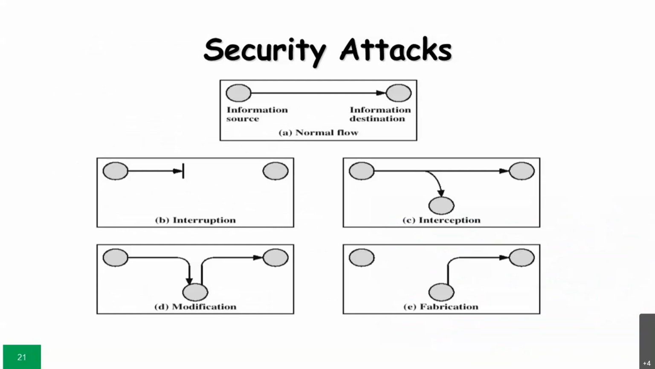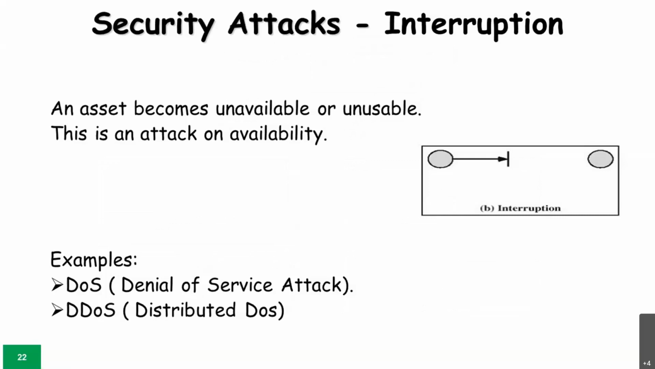These are the security attacks. How security attacks take place: in terms of interruption, interception, modification, and fabrication. First of all, interruption. Interruption is the attack on availability. Interruption means the asset becomes unavailable or unusable. For example, these attacks are DOS attack and DDoS attack.